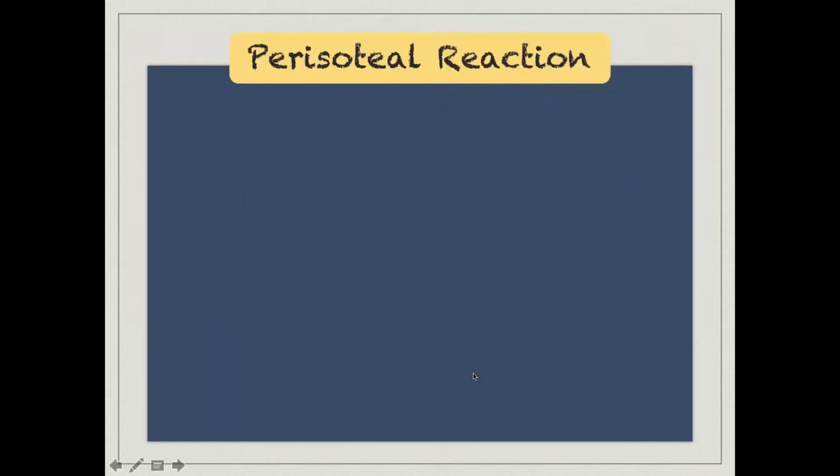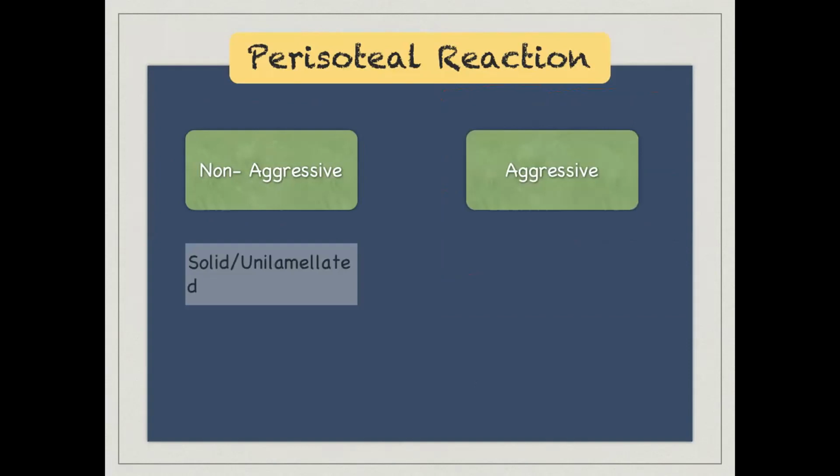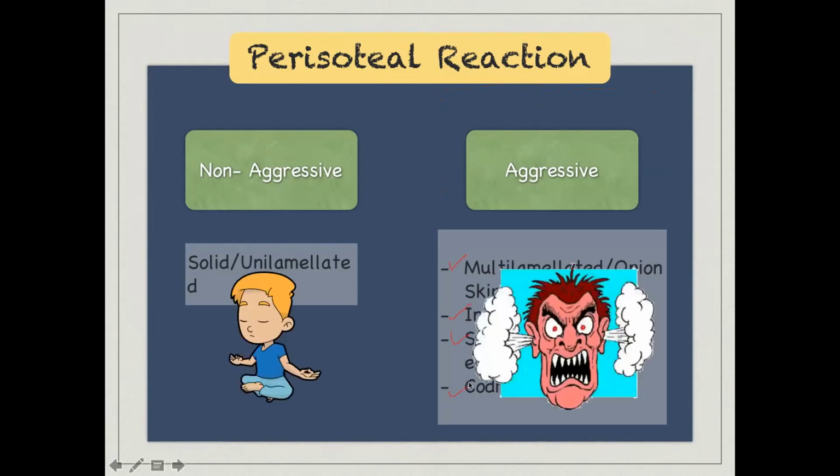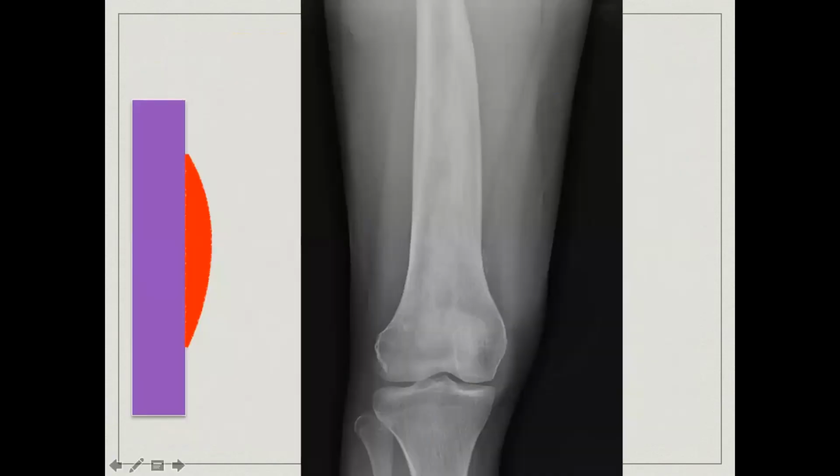Now moving on to the next most important thing which we need to do, which is periosteal reaction after looking at the zone of transition. So again, if you see a solid unilamellated periosteal reaction, that's non-aggressive. And whatever else kind of periosteal reaction you see, whether it's multilamellated, interrupted, spiculated, or Codman's triangle, it suggests an aggressive etiology. So let's see a few examples.